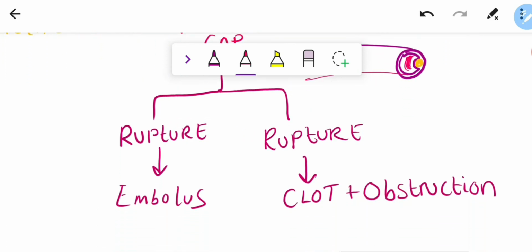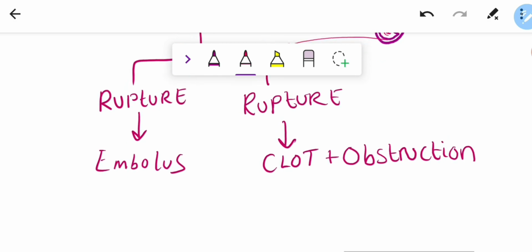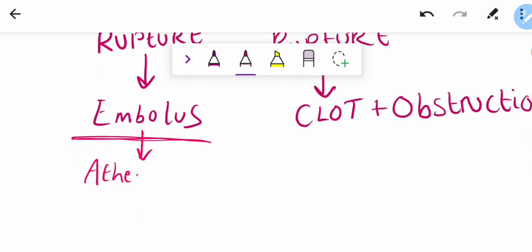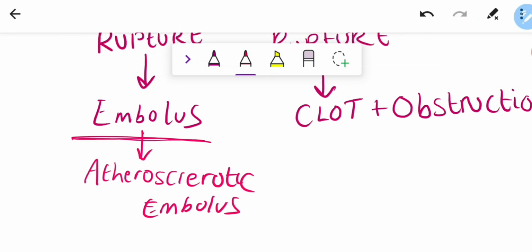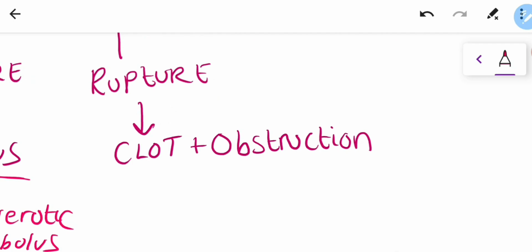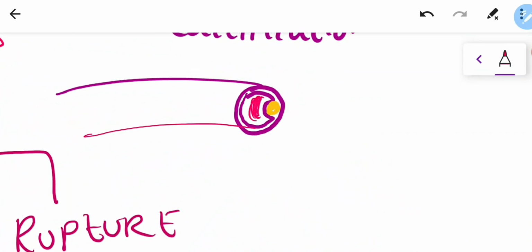And what can happen? Two things. Either this ruptures, and I think both of these might happen, to be honest. It will rupture and it will cause an embolus. This embolus is basically an atherosclerotic embolus, which can deposit wherever and maybe cause ischemia or infarction. And rupturing could cause clot formation as well, because remember, this is still within the subendothelium.